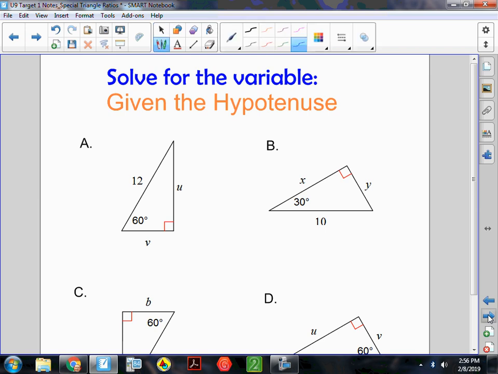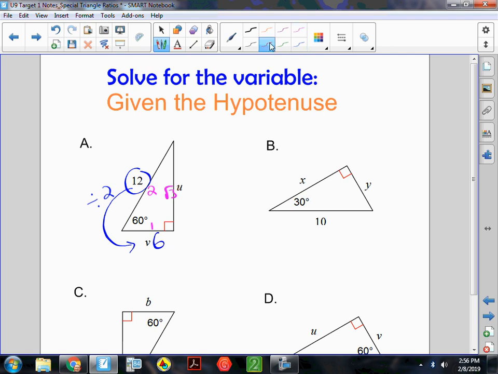Option A, I have the hypotenuse. So I want to find the short side first. The short side is V. So to go backwards from the ratio, remember my ratio was 1, square root of 3 for the long side, and 2 for the hypotenuse. I'm going to divide by the ratio I have already. So 12 divided by 1 is not what I want, because that just gives me another 12. 12 divided by 2 gives me a 6.